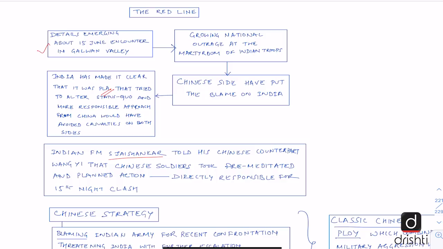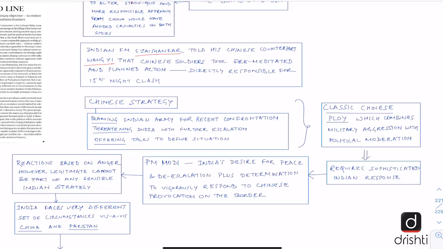And here we should know that S. Jaishankar is the Foreign Minister of India and the Foreign Minister of China is Wang Yi. And the editorial says that whatever has happened reflects the Chinese strategy on this border dispute with India. And the Chinese strategy is, first, to blame the Indian army for the recent confrontation. Secondly, to threaten India with further escalation if it doesn't disengage. And thirdly, offering talks to defuse the situation.